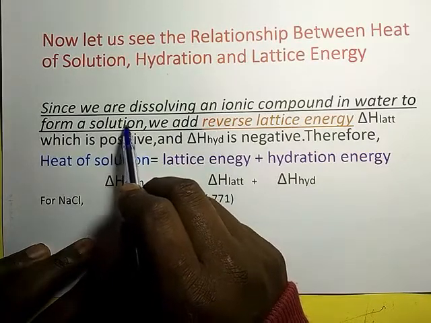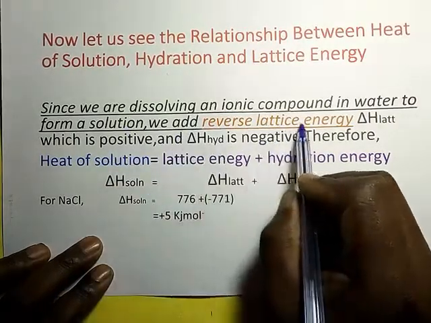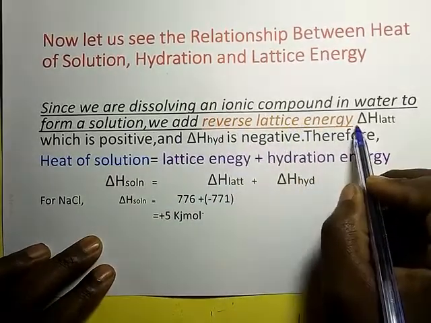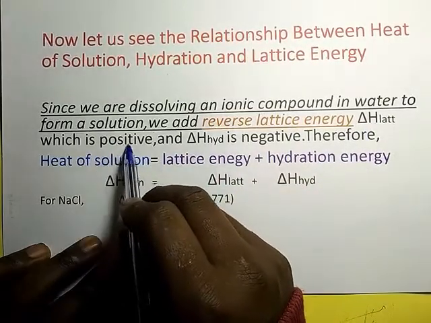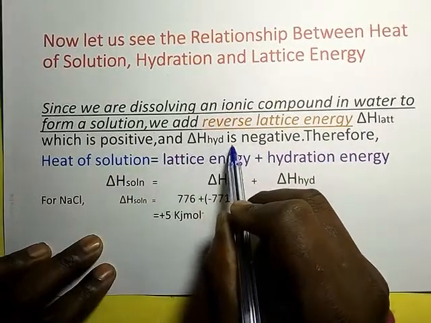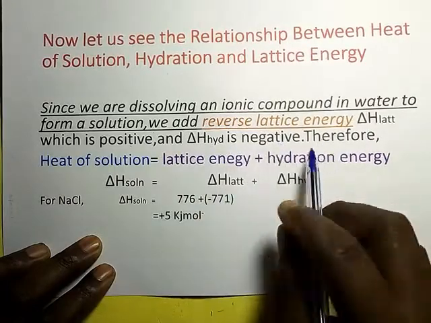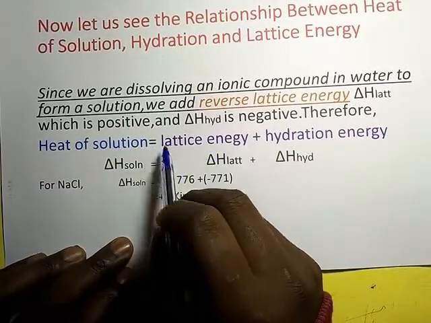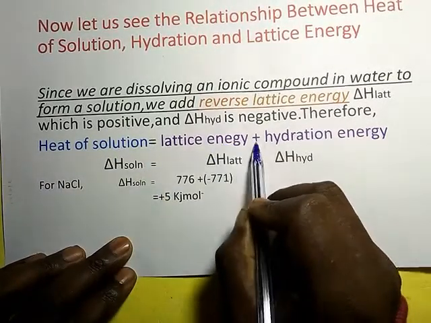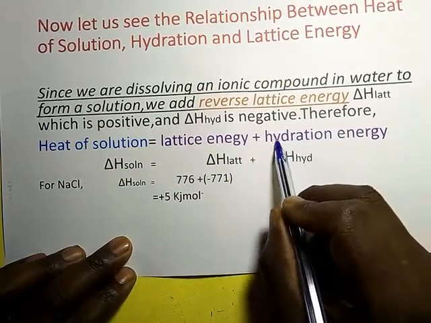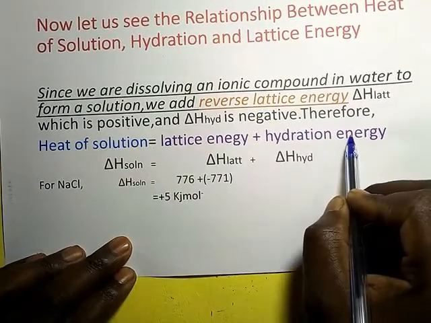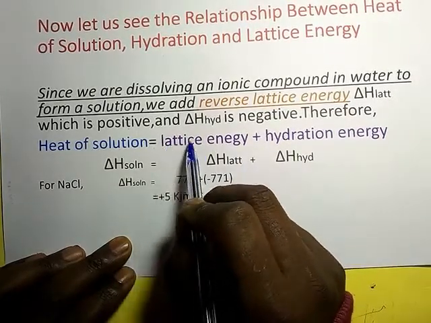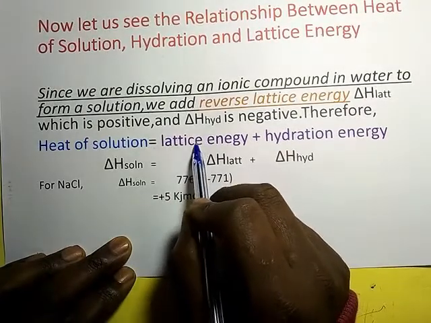That is the final product. We add reverse lattice energy. Reverse lattice energy, remember, is bond breaking, which is positive, and hydration energy, which is negative. Therefore, the relationship between the three is that heat of solution is equal to lattice energy plus hydration energy. But always remember, hydration energy is negative, the reaction is exothermic, and the lattice energy used here, which is bond breaking, is endothermic, positive.